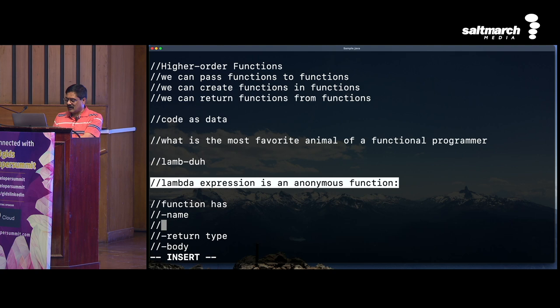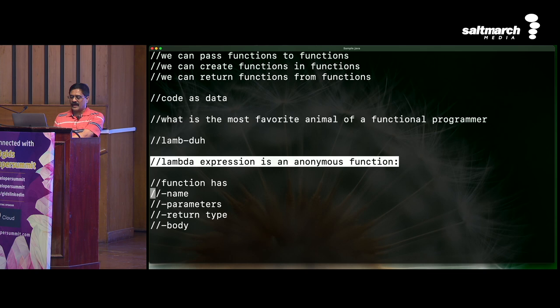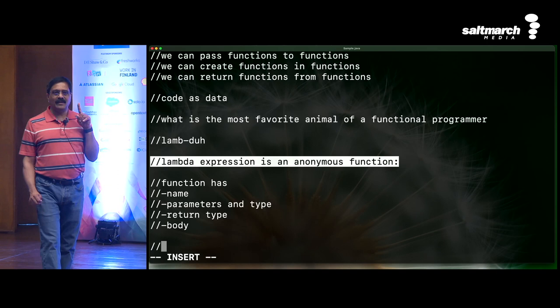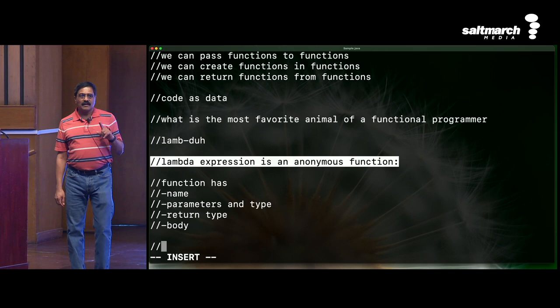Now, given these four things, the name, the parameters, and the type maybe, occasionally, and you have a return type and a body. If you have these four things, what do you think the one thing, just picking one, is the most important of these four? Okay, I'm going to give you a function name and go away. Is it sufficient?